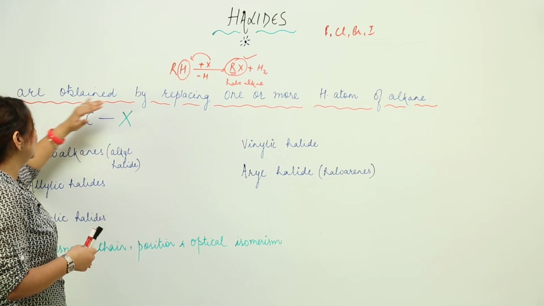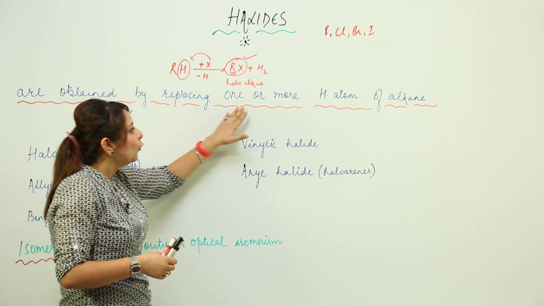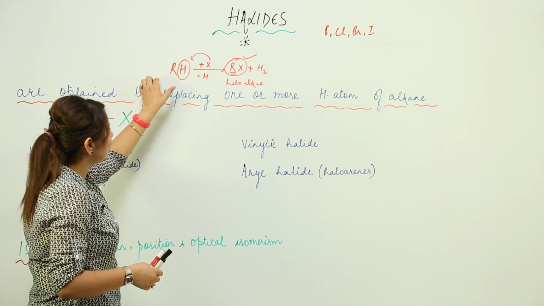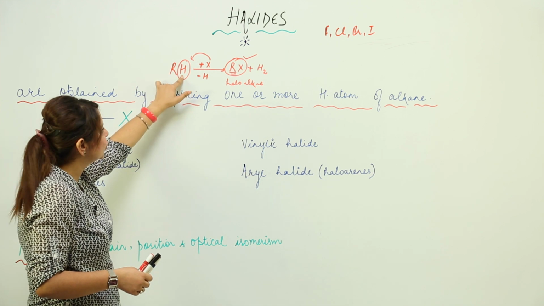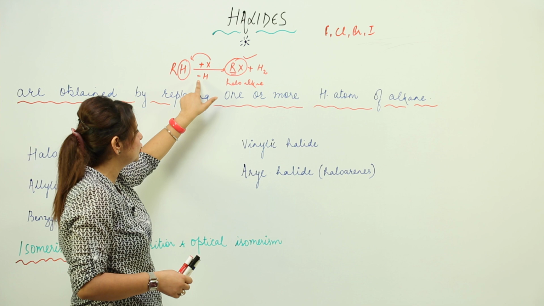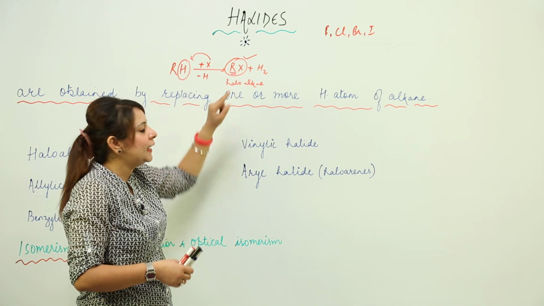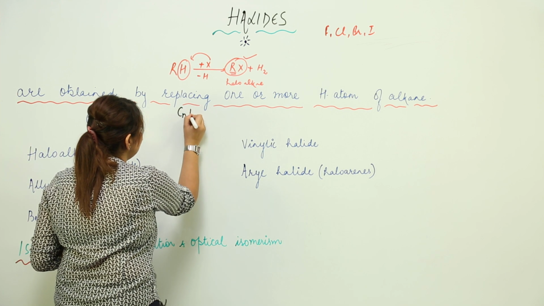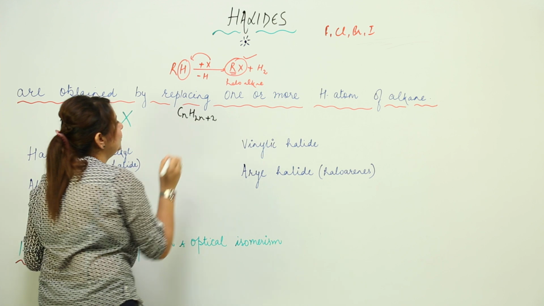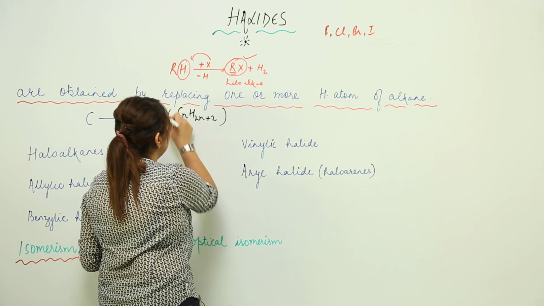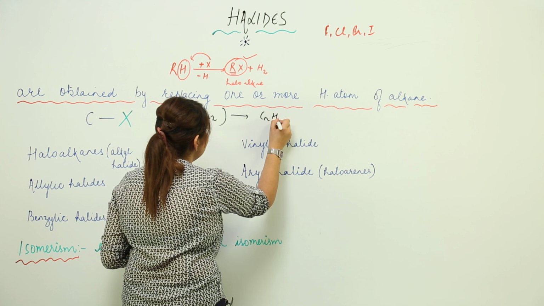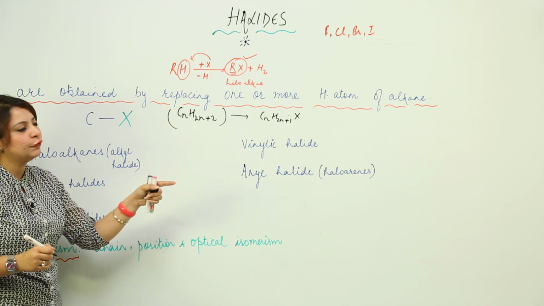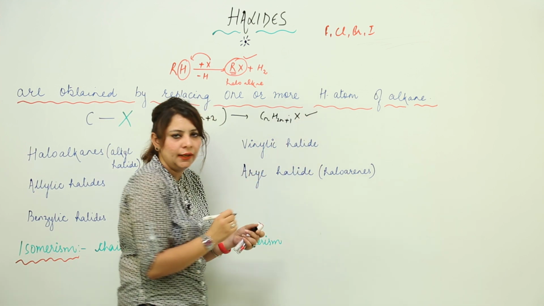So haloalkanes are obtained by replacing one or more hydrogen atoms of an alkane. This is what you can express as RH, minimum one H, I add a halogen, subtract this hydrogen, and as a result I get the haloalkane. If I talk about the general formula, the general formula for alkane is CnH2n+2, but for haloalkane it is CnH2n+1X.